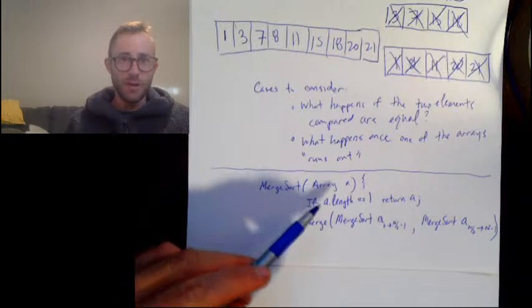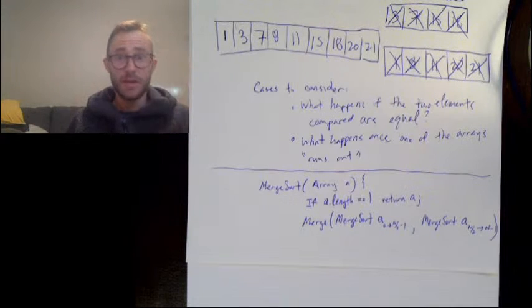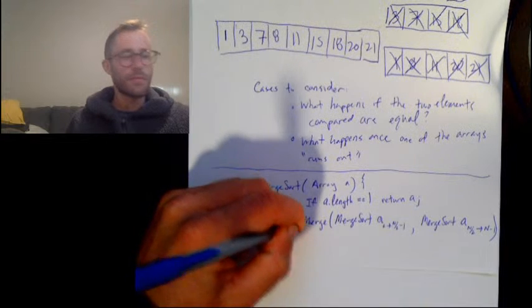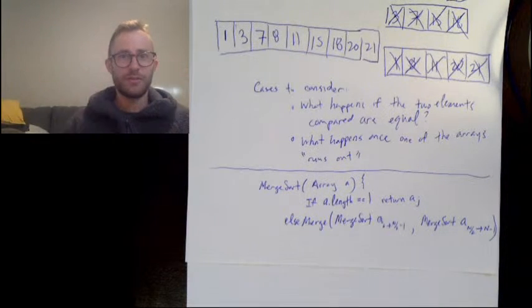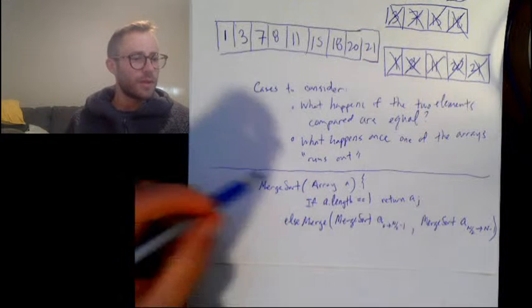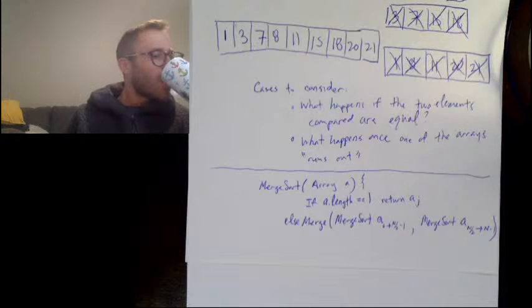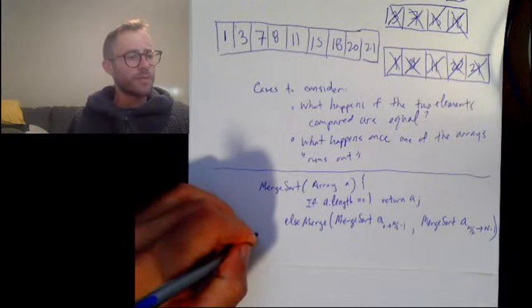If it's not 1, then we have to split the array in half, and then merge the front half and the back half. So this is how merge sort works.